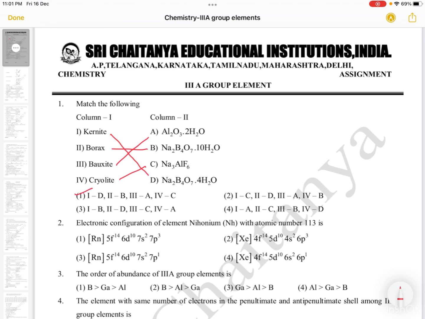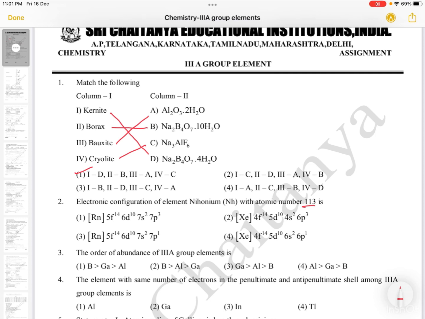Next, electronic configuration of element nihonium with atomic number 113 is. So here nihonium is the last element in 13th group elements. So last element, so it belongs to 7th period, and there should be electronic configuration like 7s2 7p1. Why? Because general electron configuration is ns2 np1. So here n represents shell, that is the period number. So last element belongs to 7th period, that's why 7s2 7p1 should be present. Third one is the correct answer.